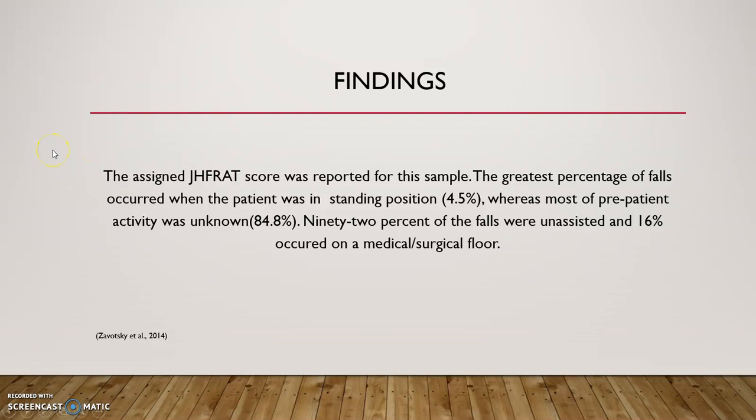Findings. The assigned JHFRAT score was reported for the sample. The greatest percentage of falls occurred when the patient was in standing position, 4.5%, whereas most pre-fall patient activities were unknown, 84.8%. 92% of falls were unassisted, and 60% occurred on the medical surgical floor.